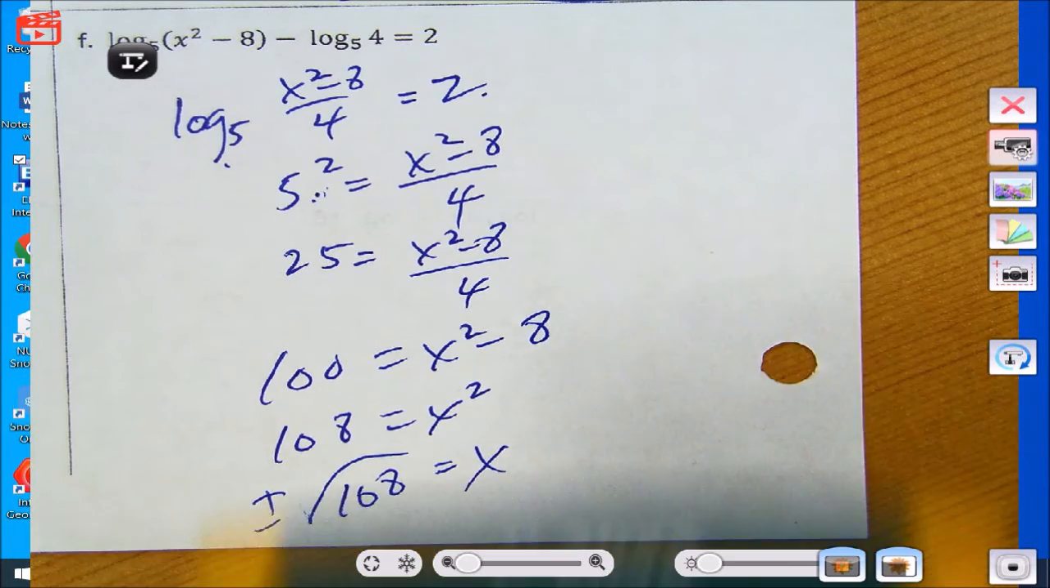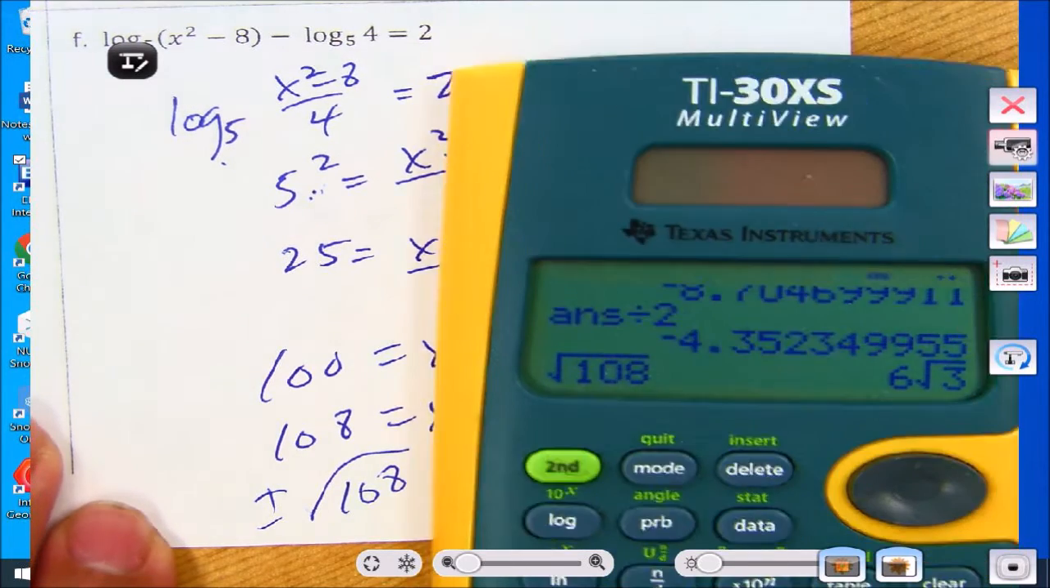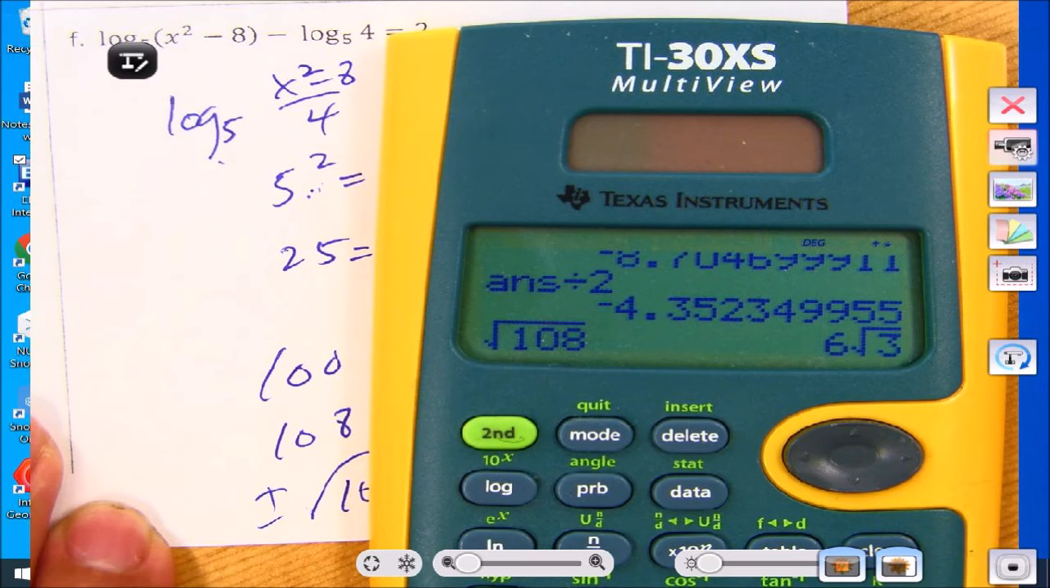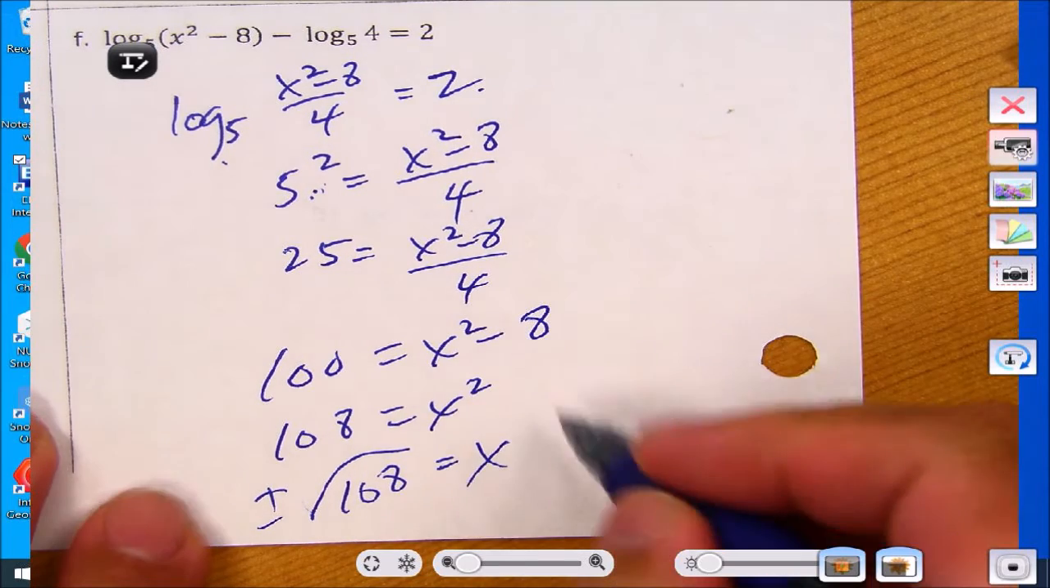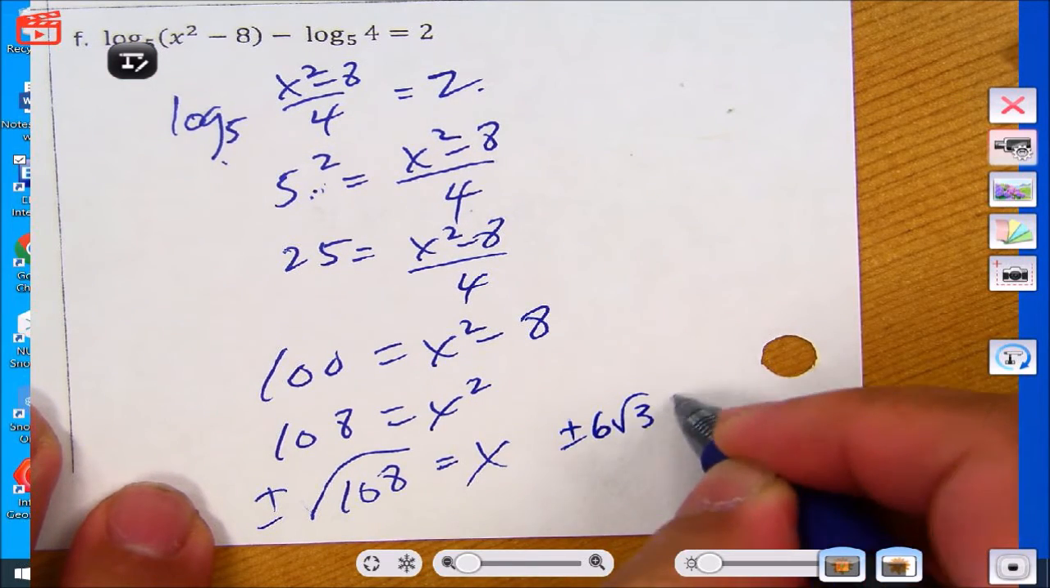Dang, that really is close. I'm telling you. There you go. Square root of 108 is 6 root 3. That's why I call it my cheating calculator, because it does work you're supposed to know how to do. All right, so it's plus or minus 6 root 3 equals x.